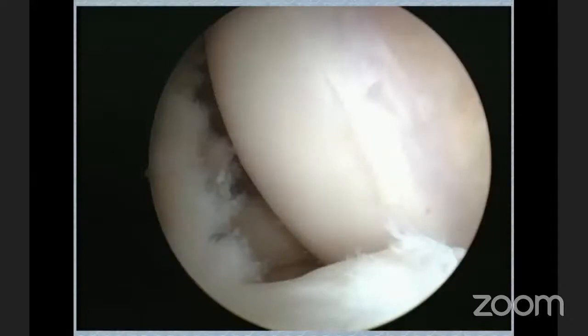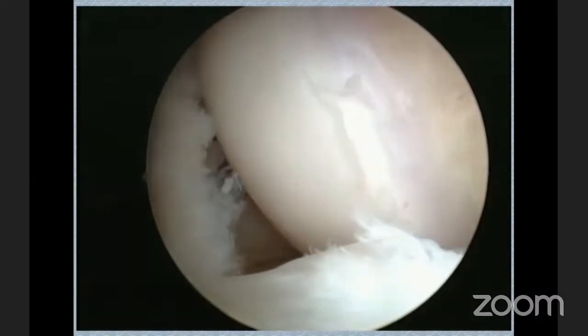Now I'm going to show you a short video on how I make my femoral tunnel, how I make it anatomic. So this is how it goes.